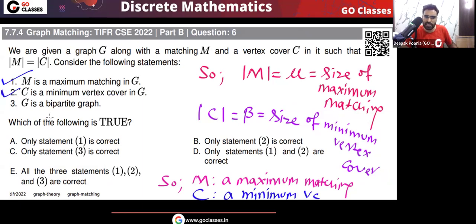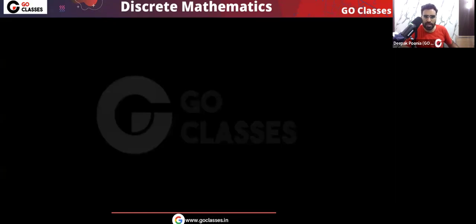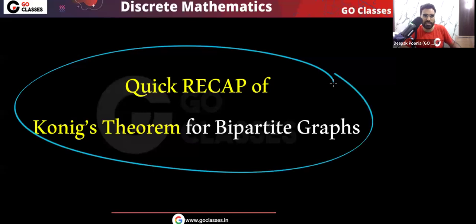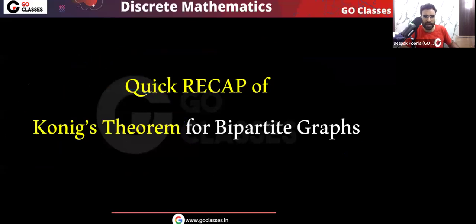What about statement 3? Can I say that G is a bipartite graph? This is false, because remember the König theorem. Do you recall the König theorem? In our lectures, we have seen this König theorem for bipartite graphs. Let me quickly recap it.